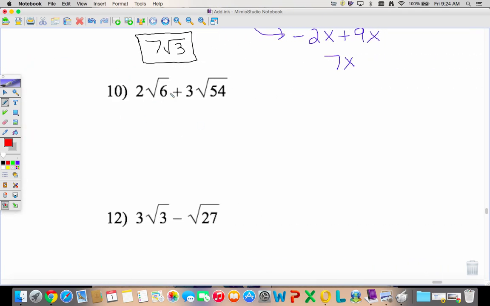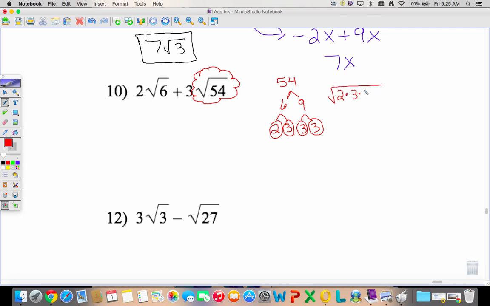So number 10. Okay, we have 2 square roots of 6 plus 3 square roots of 54. Okay, so we already know 6 cannot reduce, so I'm going to leave that there, but I'm going to focus on this 54. So this is the first thing we're going to focus on, square root of 54. So I need two numbers that when I multiply will get me 54. And I can go ahead and use 6 and 9. 6 would be 2 and 3. 9 is 3 times 3. So here are my prime numbers, 2, 3, 3, and 3.